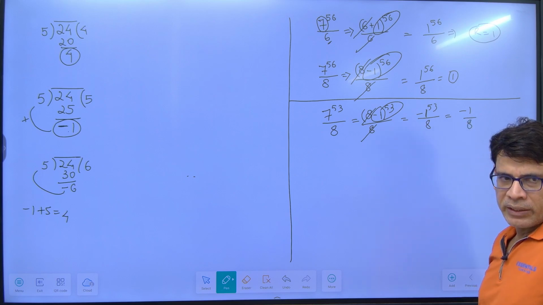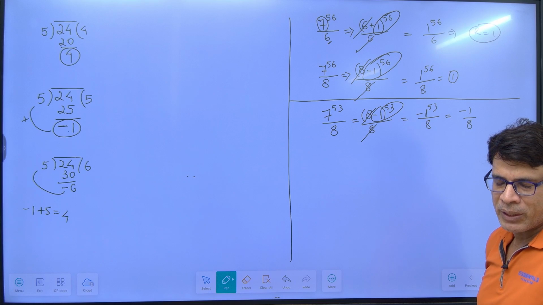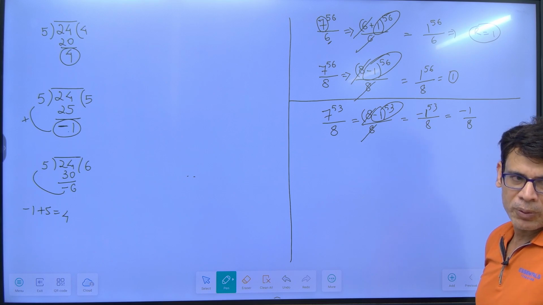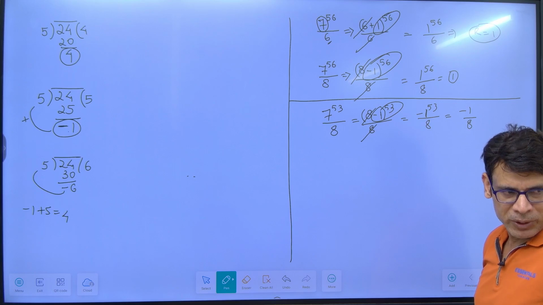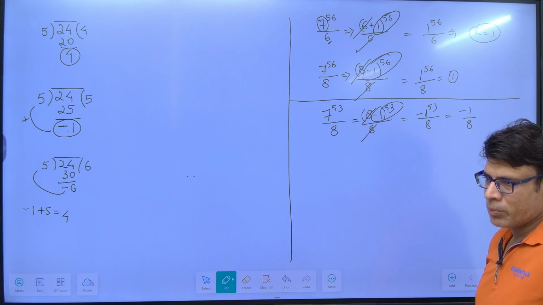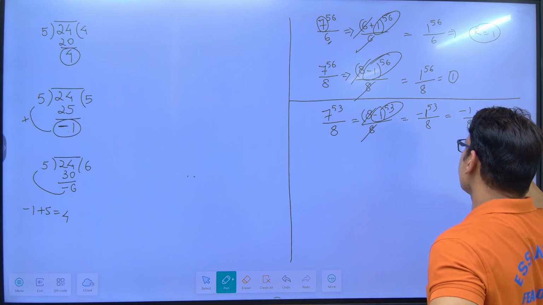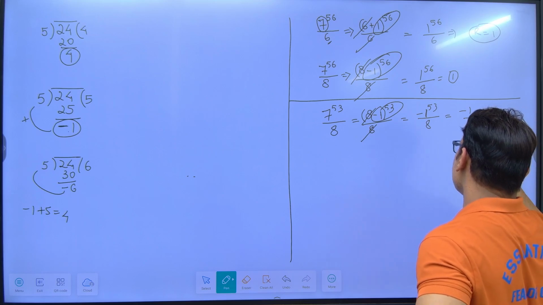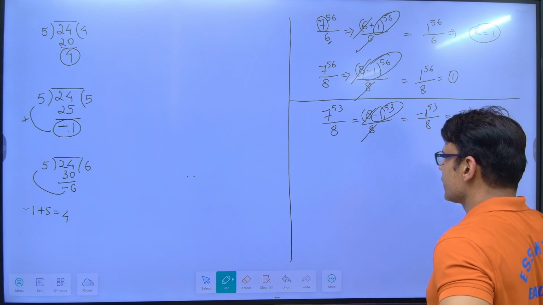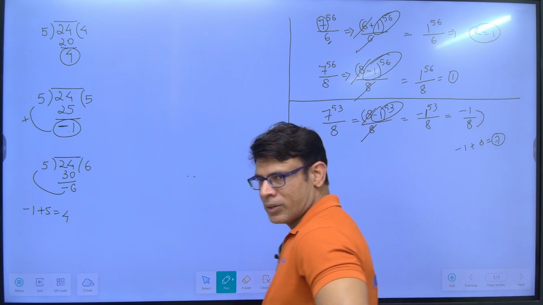Now we know that the negative number is there. If there is no option of negative remainder, you have to make it positive. So to make it positive, how much you have to add? 8, divisor to it, right? Minus 1 plus 8 will give you what? 7. So what is your remainder? 7.